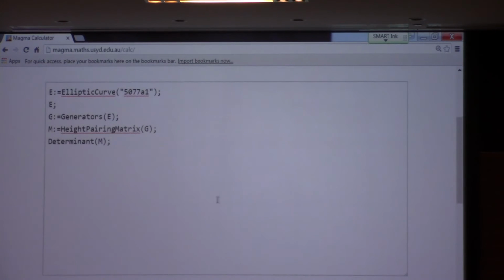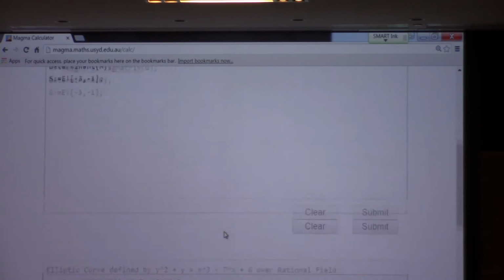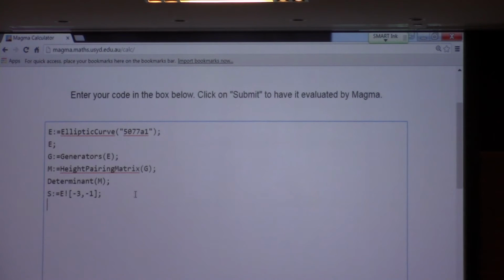Okay. All right. So now we had another point. We called it S, and I have to tell it that it's on E, and I think it was -3, -1. Yes. Okay. And then what I want to know is, is that a new point? Is that rank 4? So what I would do now is make a new height pairing matrix.